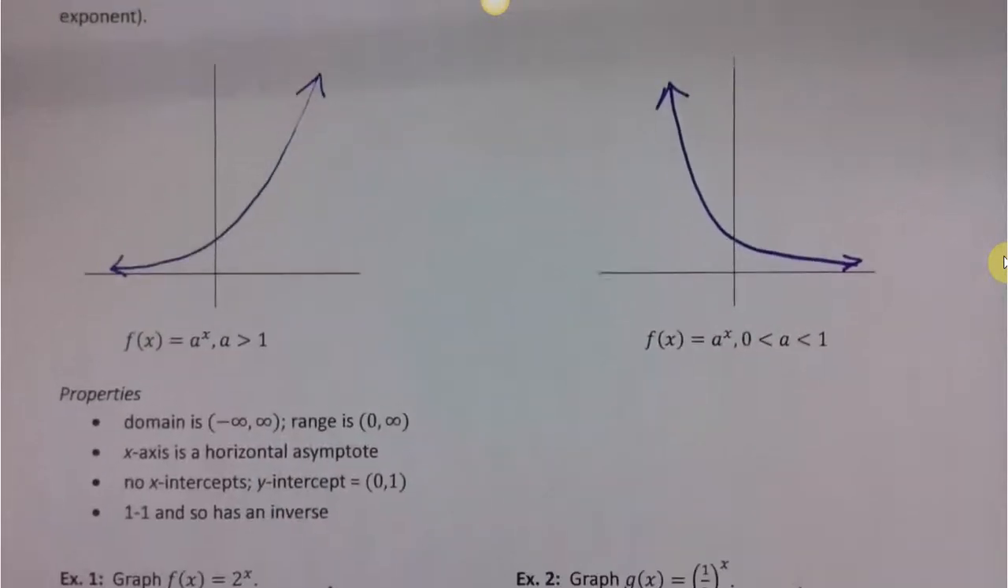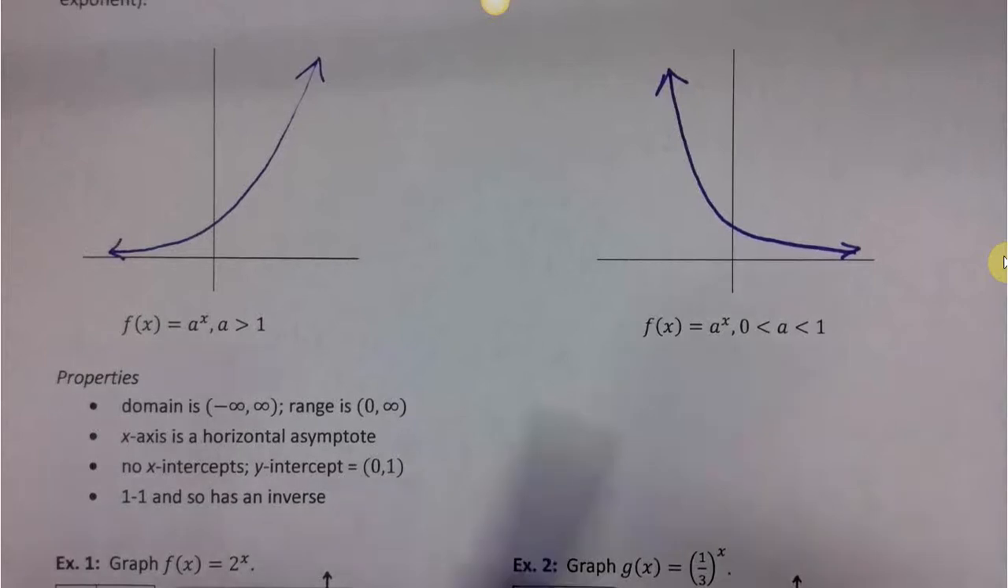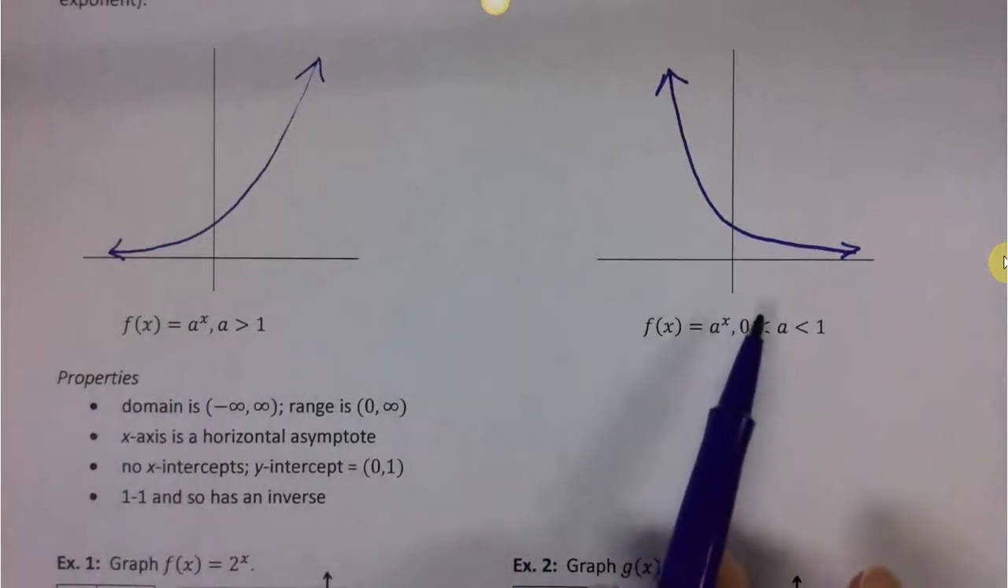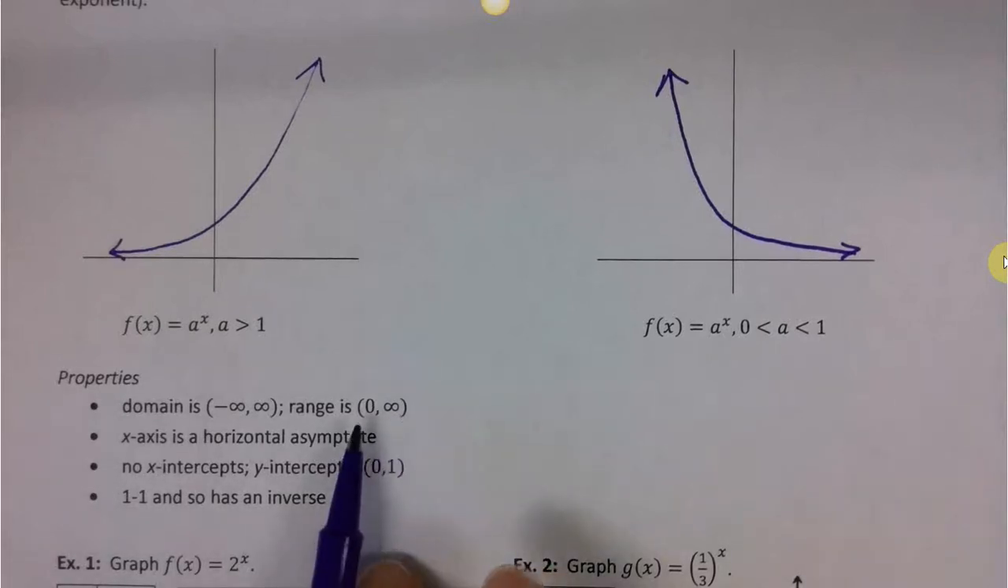Now some properties of exponential functions that we can talk about based on these graphs is the domain of any exponential function is all real numbers, but the range, you'll notice in both of these cases, our graph stays above the x-axis. So it only takes on positive y values. So the range is 0 to infinity, not including 0.